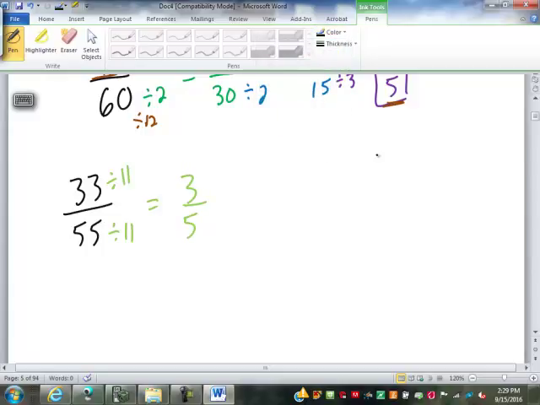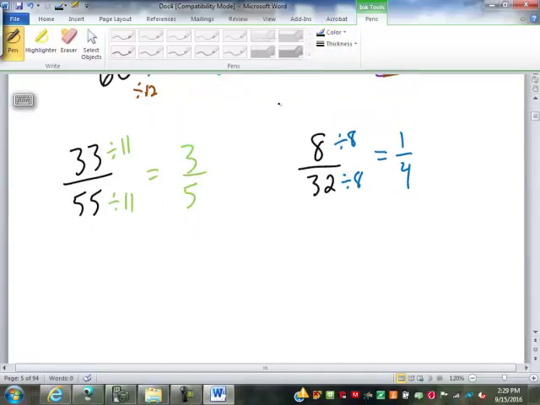Or how about 8/32? Okay, if you see it, both of them can be divided by 8. Again, if you divided by 2, you would have got down to 4/16 and so on. That's 1/4.